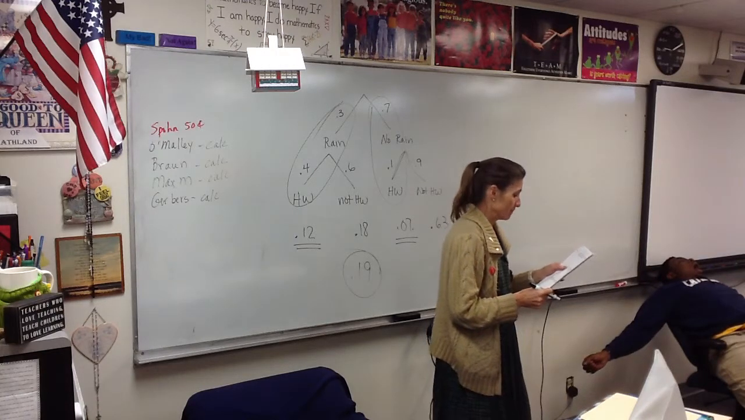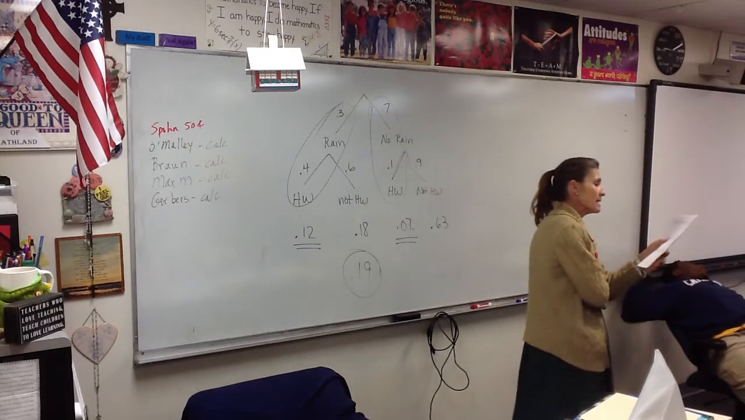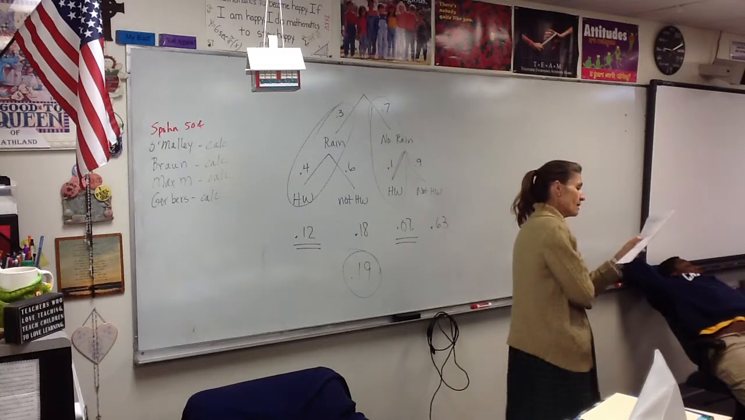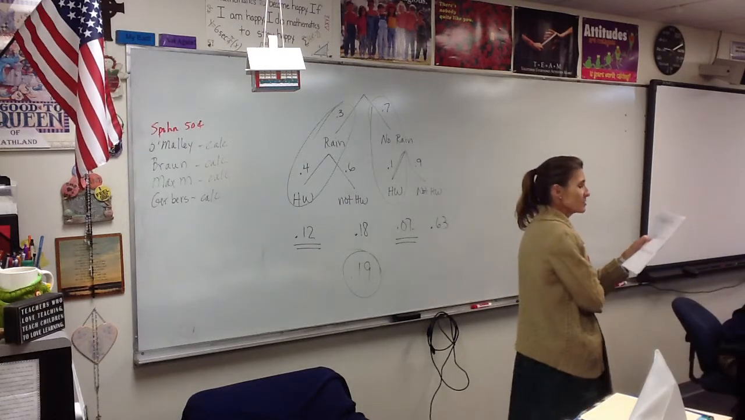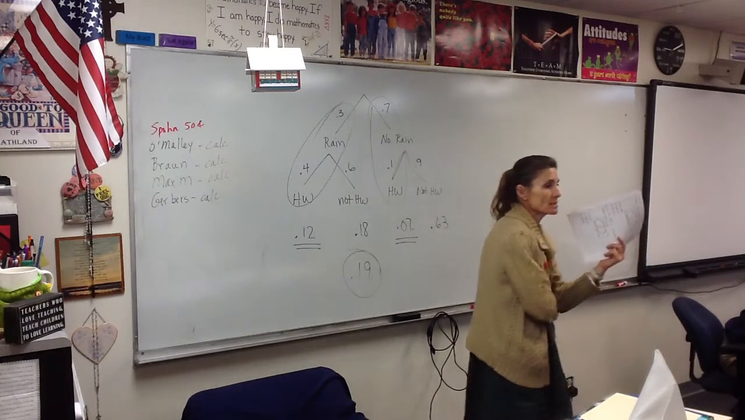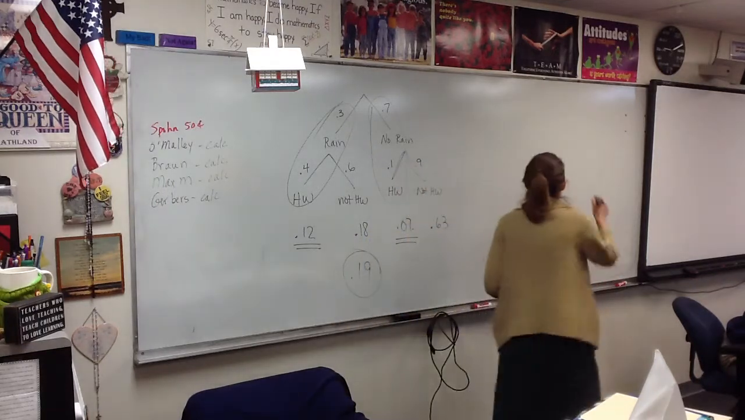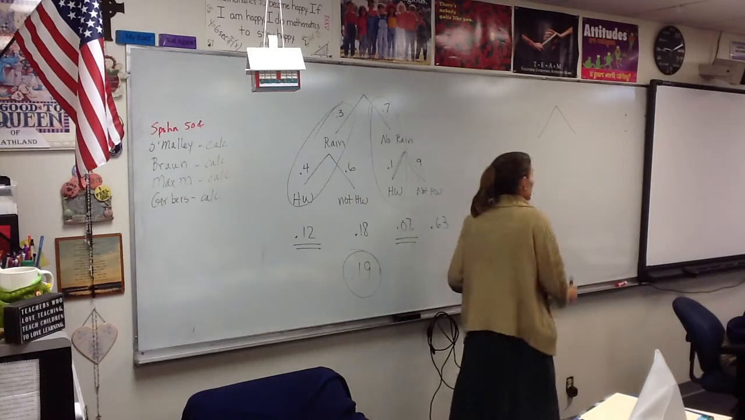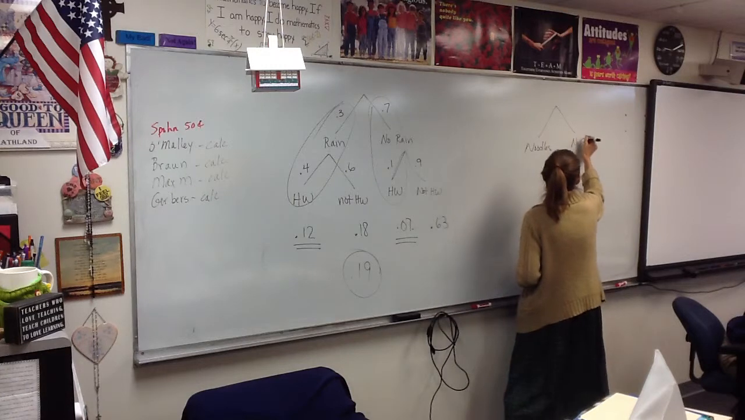Number 8. If the cafeteria serves noodles, there's an 80% chance they'll serve salad. If they don't serve noodles, there's a 50% chance they'll serve salad. Given that they serve noodles just once each week, find the probability that they'll serve salad. Okay, what am I going to start with on my first branch? Salad or noodles? Which one? Noodles. We're either going to have noodles or we're not going to have noodles.